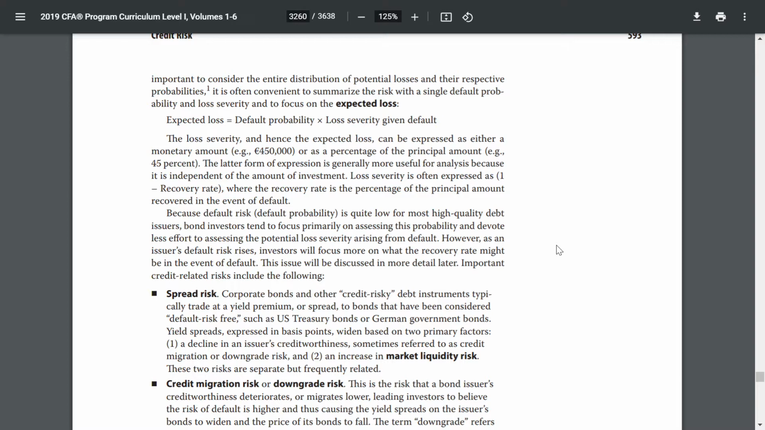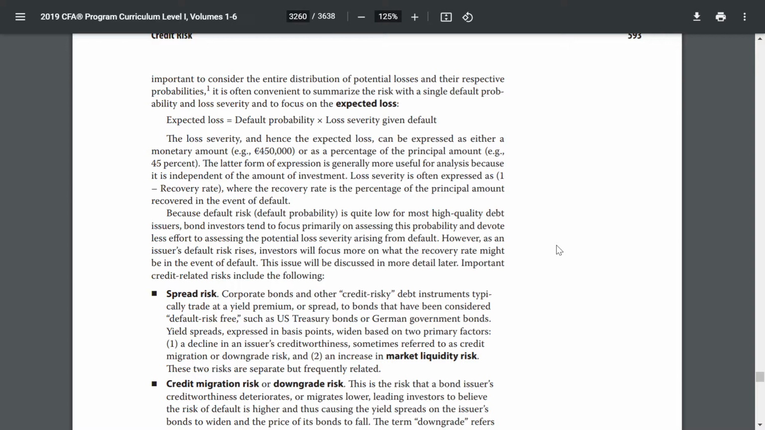The loss severity, and hence the expected loss, can be expressed as either a monetary amount or as a percentage of principal amount. The latter form of expression is generally more useful for analysis because it is independent of the amount of investment. Loss severity is often expressed as a recovery rate, where the recovery rate is the percentage of the principal amount recovered in the event of default. Because default probability is quite low for most high-quality debt issuers, bond investors tend to focus primarily on assessing the default probability and devote less effort to assessing the potential loss severity arising from default.